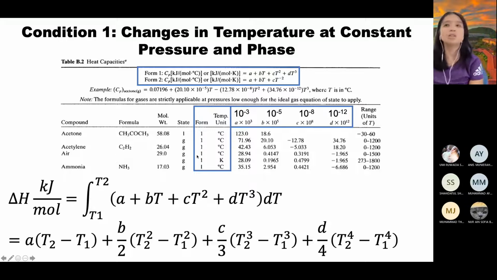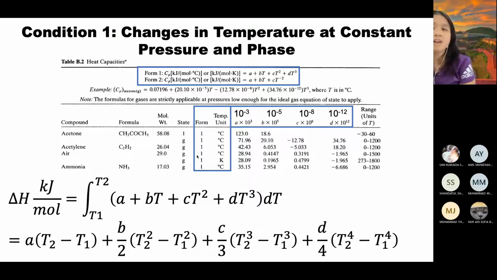When you use table B2, your value of enthalpy will be in kilojoule per mole. Again, if you use this table, your enthalpy will be in kilojoule per mole. If you use another table, it might be kilocalorie per mole or something else.